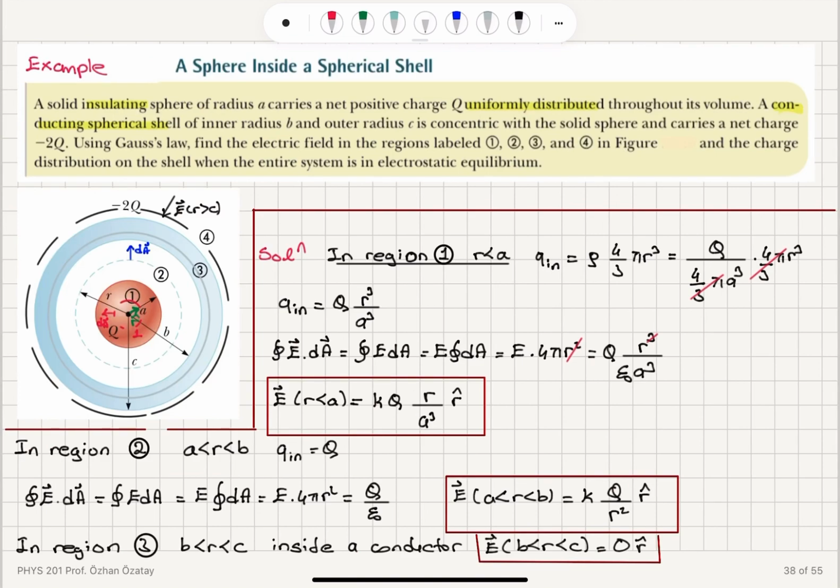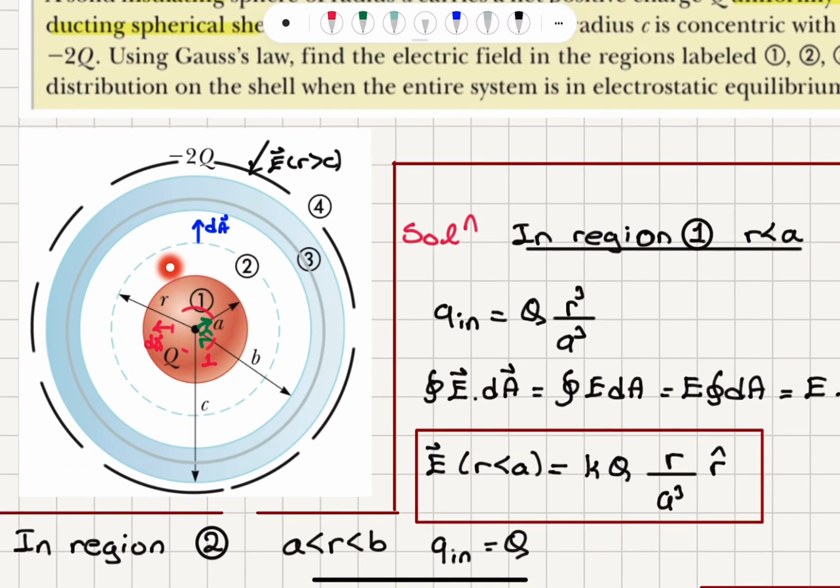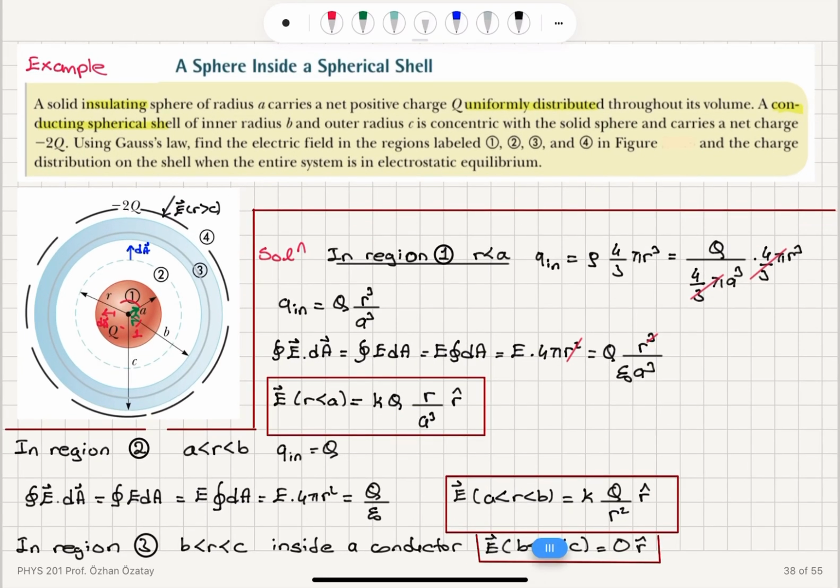Okay, so in this problem we looked at an insulating sphere inside a conducting shell. These are concentric, so the radii are a, b, and c. A is the radius of the insulating sphere, b is the radius of the inner shell, and c the outer shell. We want to know the electric field inside this insulating sphere, in between the sphere and the shell, inside the shell, and outside the shell. For each of these regions, we basically form a Gaussian surface. So we have 4 Gaussian surfaces here.